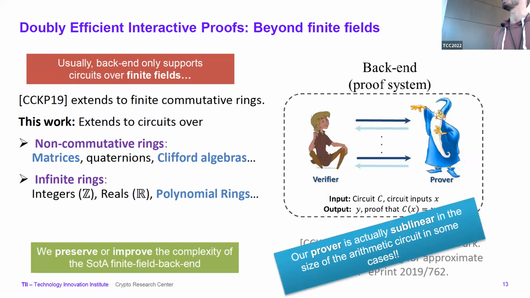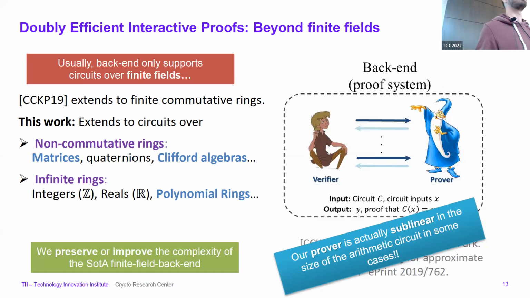So this works, for example, with matrices and polynomial rings. That was already known using different techniques. But I'm not aware that this was known, for example, for certain Clifford algebras, that we get a sublinear prover in the circuit size. Okay, so that's on the one hand.